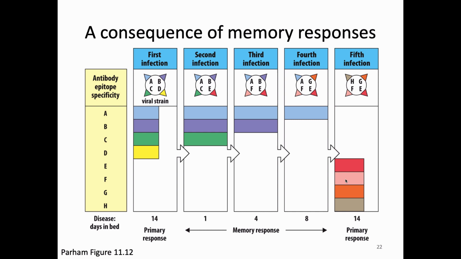We're getting rid of that virus so fast. We're turning off B cells and getting rid of that virus so fast, we never make a response to E or F. Okay, now what happens the next year when they get infected with a virus that has A, G, E, and F?